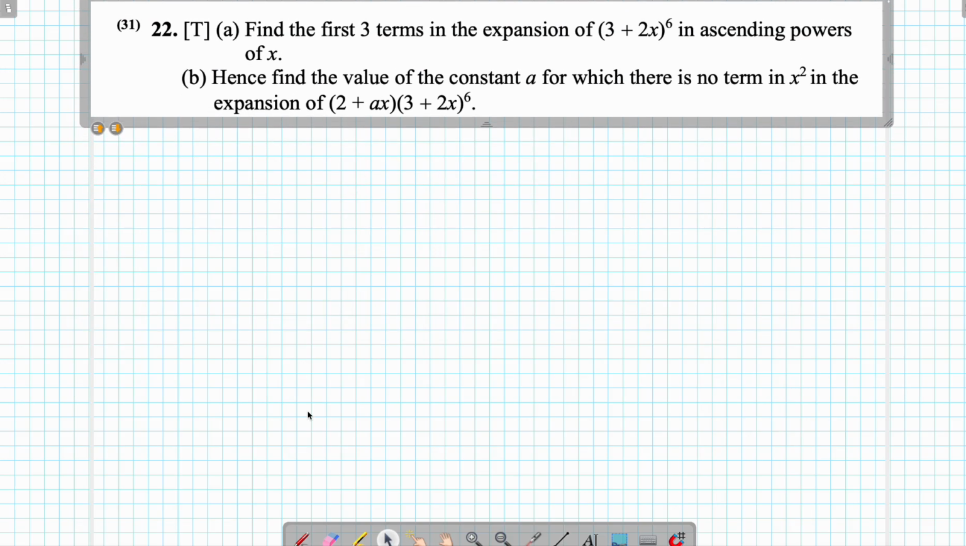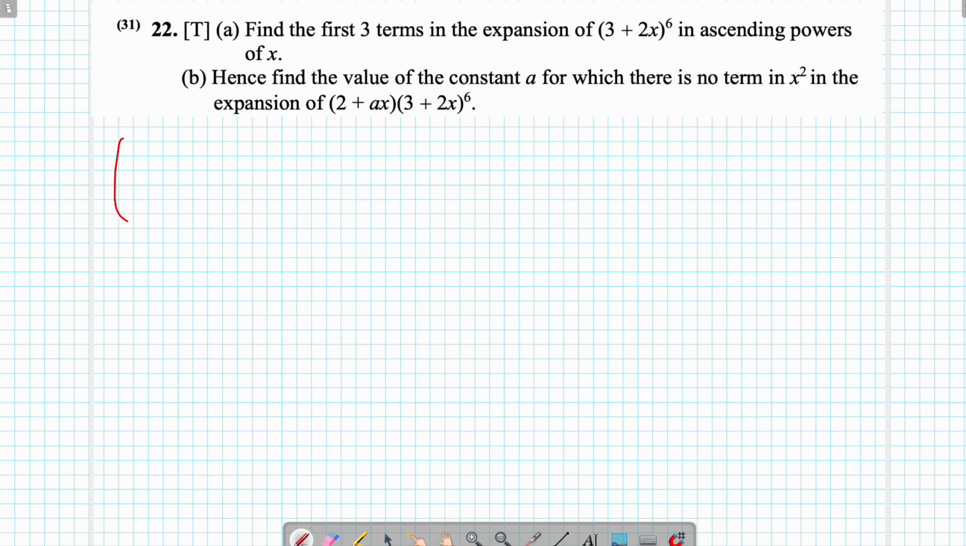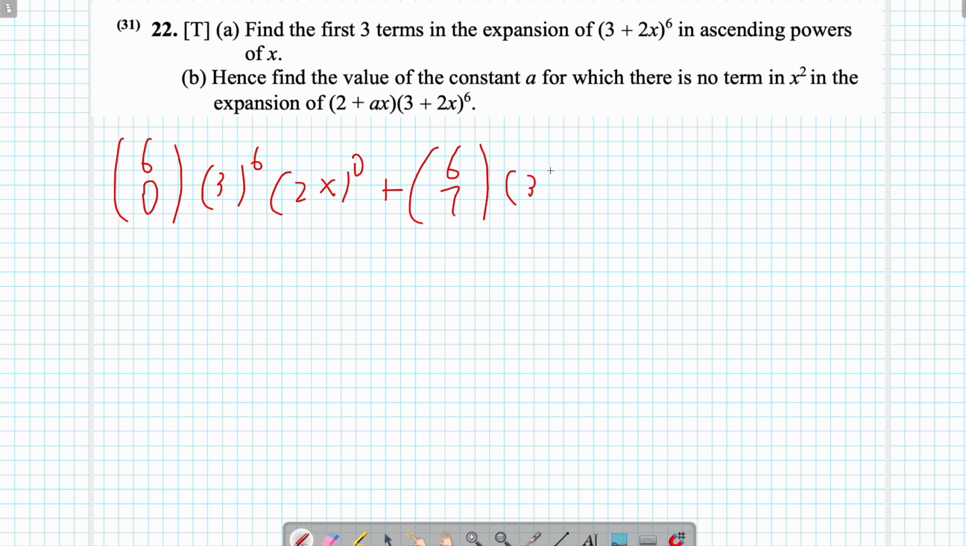So let's solve. We're going to start with 6c0, 3 to the 6, times 2x to the 0, plus 6c1, 3 to the 5, times 2x, plus 6c2, 3 to the 4, times 2x, all of that squared.